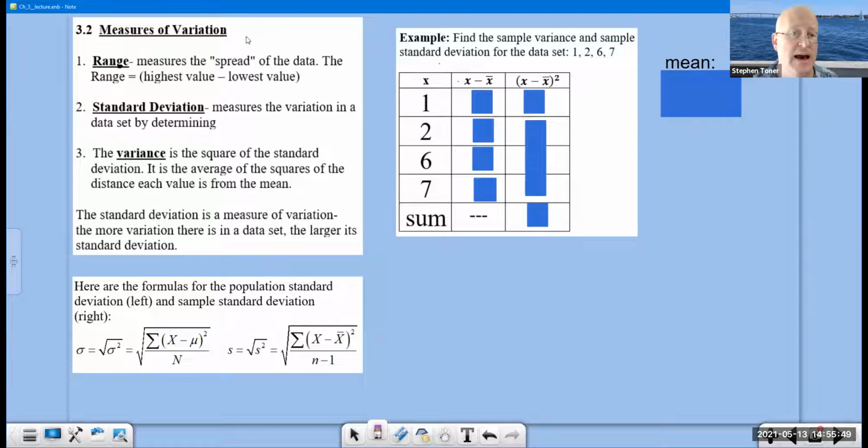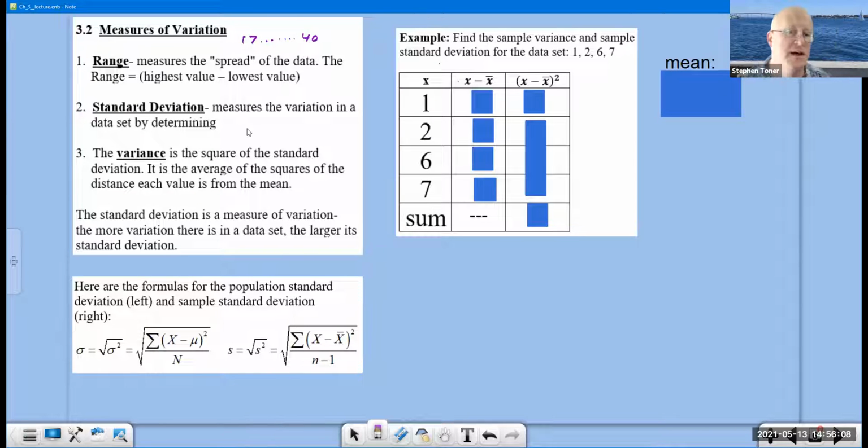So if you have a data set that starts at 17 and you've got a bunch of different numbers and it ends at the number 40, you would just subtract these low and high values and you'd say, the range is 23, because 40 minus 17 is 23.